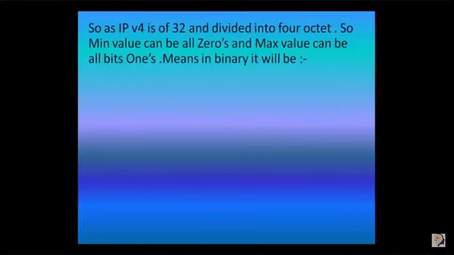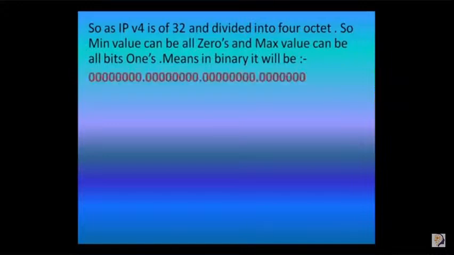What does it mean? What can be the minimum IP? All zeros. All zeros in an IP. And what can be the maximum? All 1s, meaning all 32 bits are 1. So what can be the minimum to maximum value when we convert it into the decimal number system for our ease?